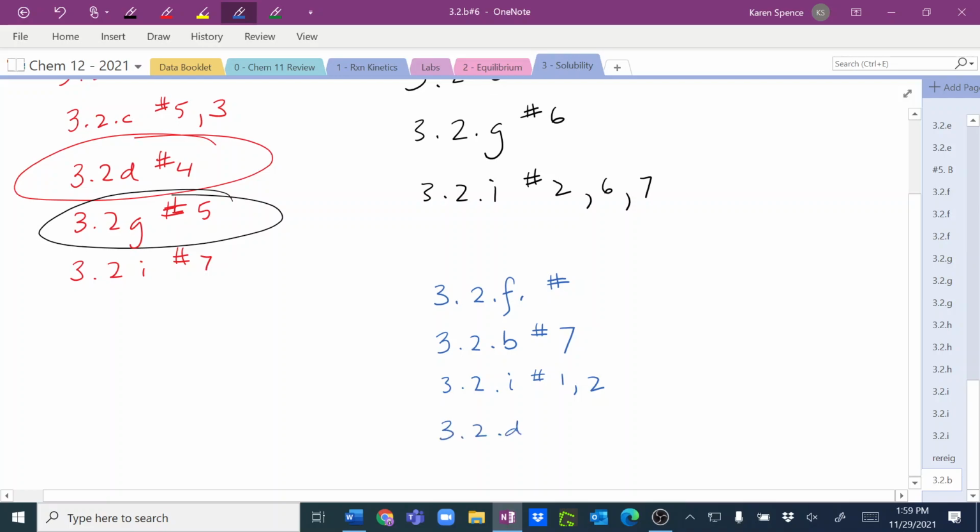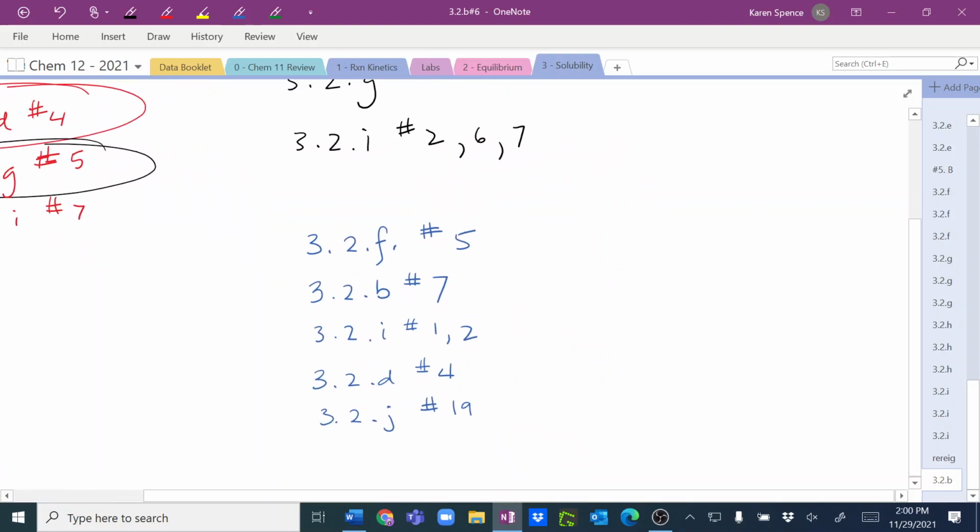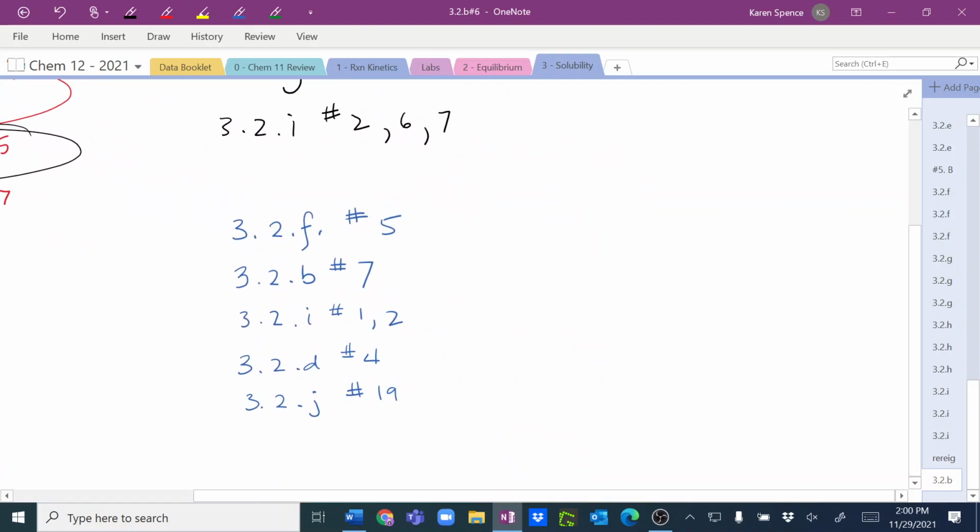3.2D, number 4. Number 5. 3.2J, number 19. All right. If you think of more, you can always ask for more, but we'll start with this. We'll start at 3.2B, number 7.